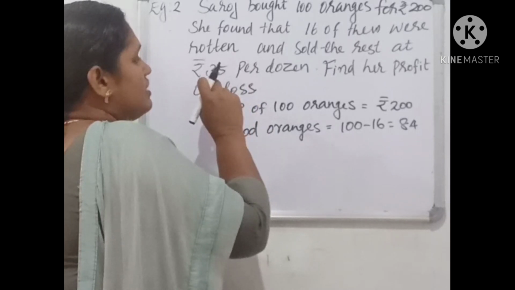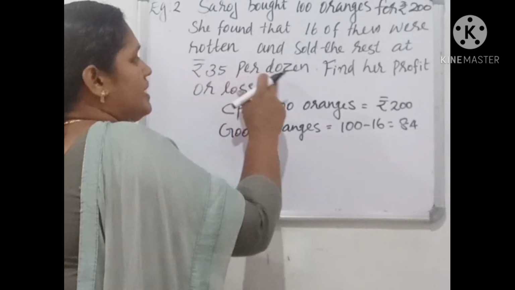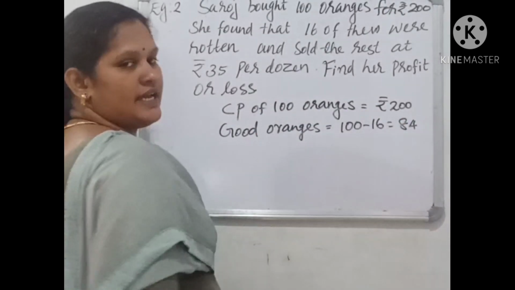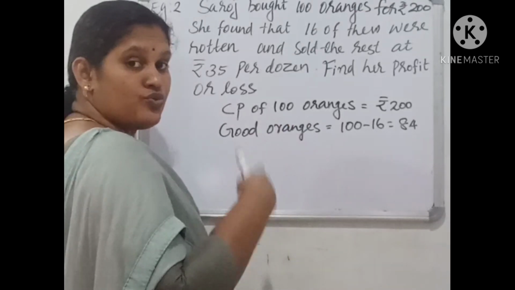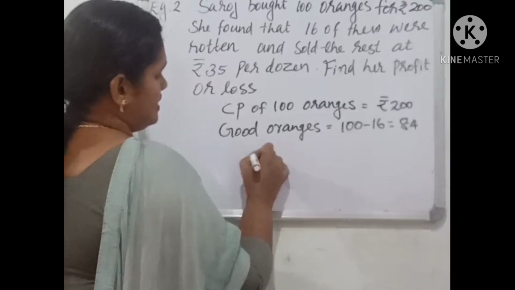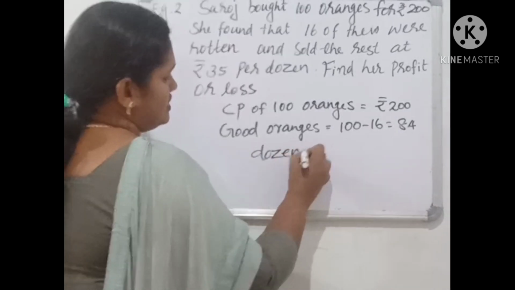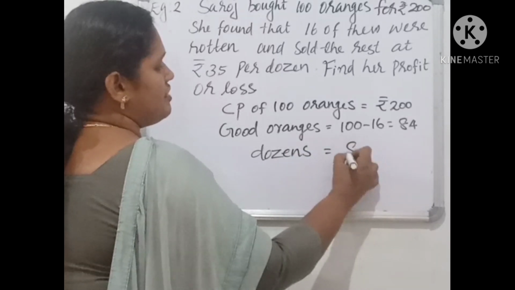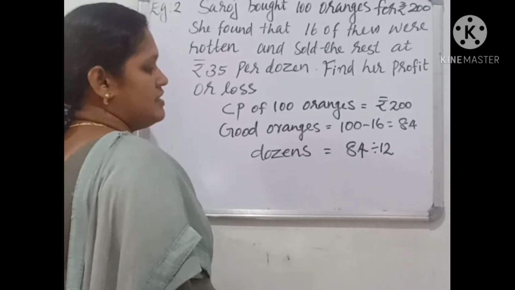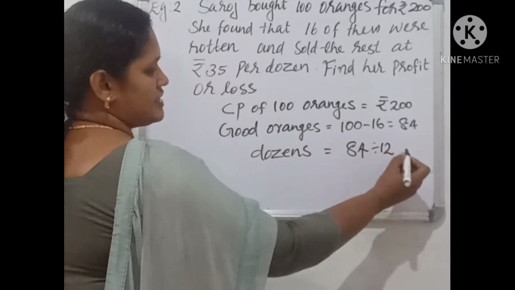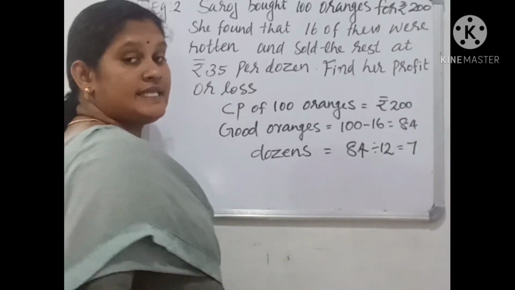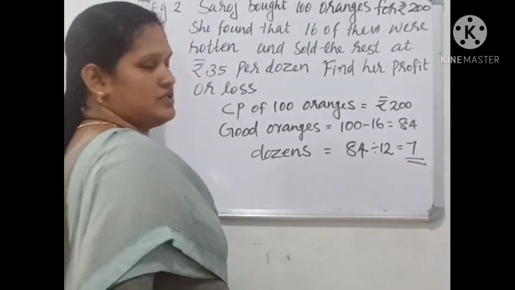She sold at rupees 35 per dozen. So first we have to find how many dozens there are in 84, or how many 12s there are in 84. Dozen equals 84 divided by 12. 7 12s are 84. So there are 7 12s in 84.